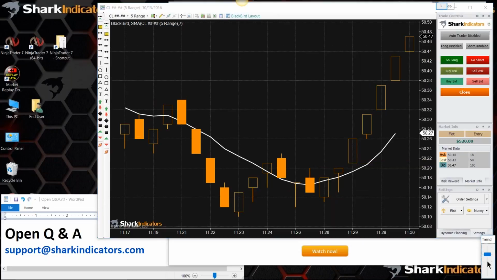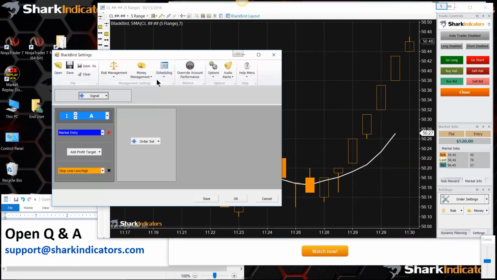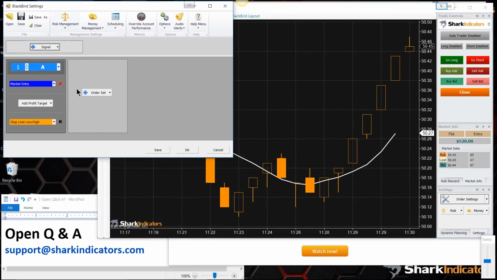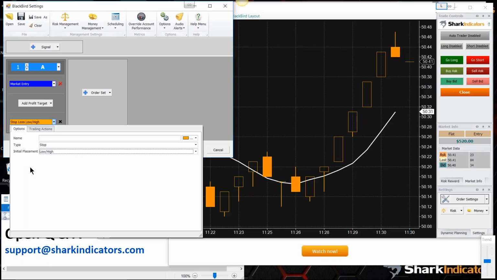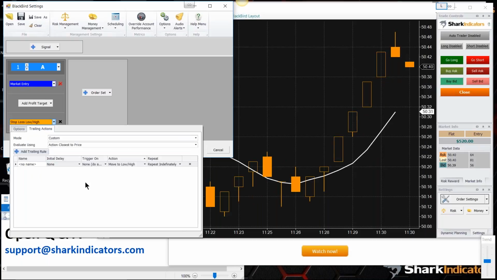All right, so let's take a look here. When you're defining an order, the first thing you have to figure out is the initial placement. You have to set your stop loss somewhere, and that's what the initial placement is for. Now, if you want to move your stop loss, if you want to trail that stop loss, then that's what the trailing actions tab is for.